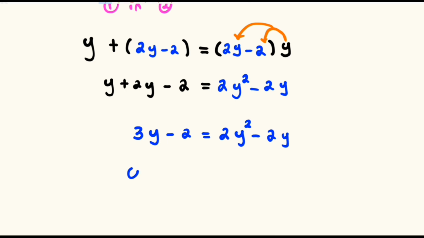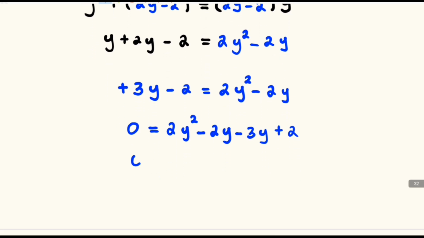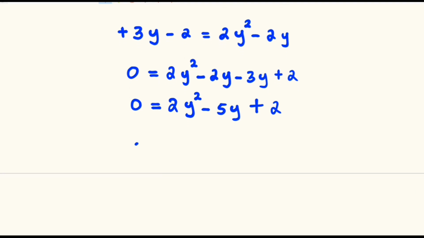We take the items on the left hand side to the right hand side, so we have 0 is equal to 2y squared minus 2y. We have the positive 3y, and when it jumps the equal sign, it will be negative 3y. And we also have that negative 2y, and when it jumps the equal sign, it will be positive 2. So we have 0 is equal to the 2y squared, and the negative 2y minus 3y will be equal to negative 5y. And we have the positive 2. From here, it's a matter of factorization.